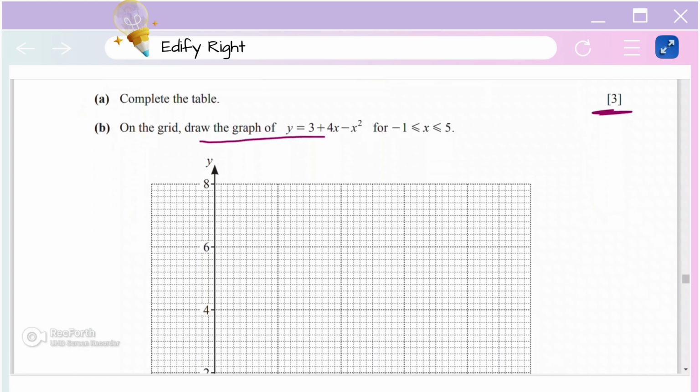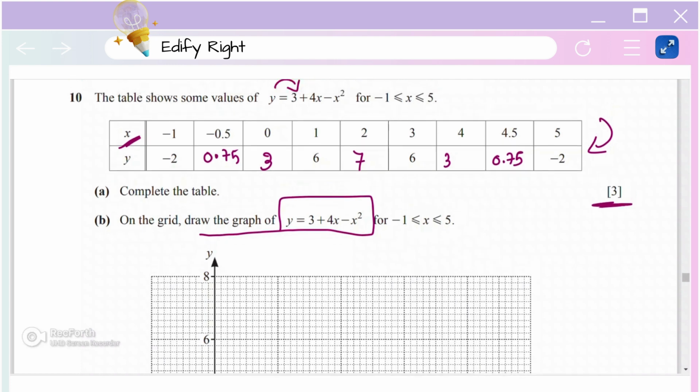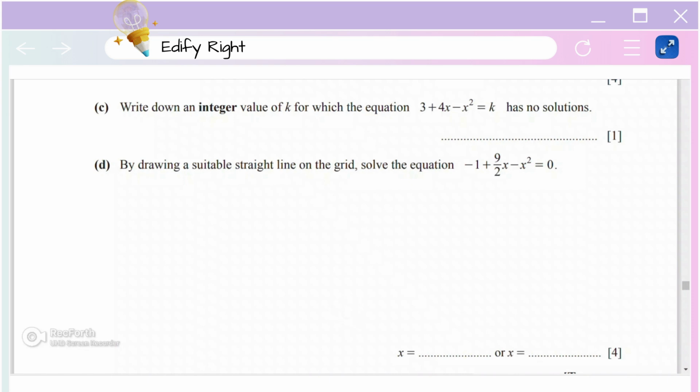Next, on the grid, draw the graph of y equal to 3 plus 4x minus x square. So now that you have the coordinates over here, use these coordinates, jot these coordinates onto the graph and draw the graph. So this is what the graph looks like.